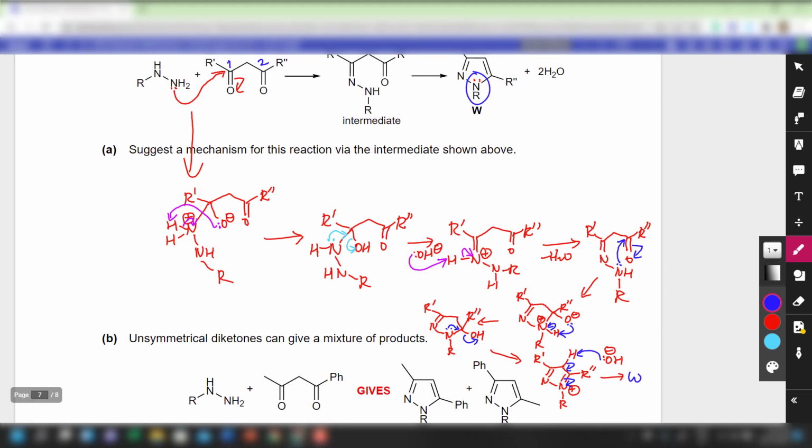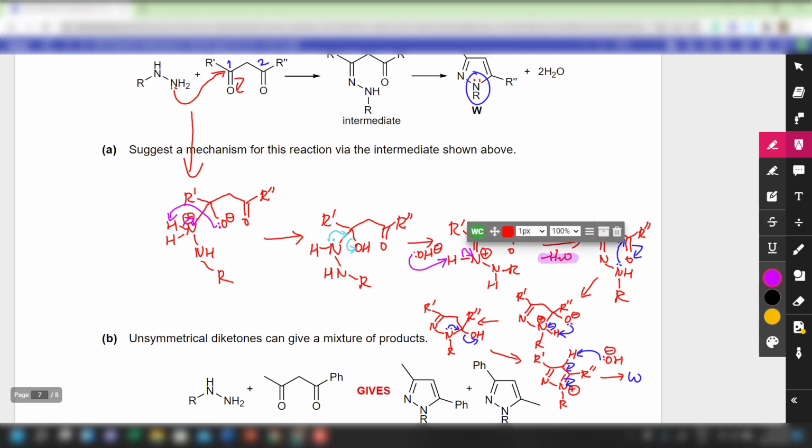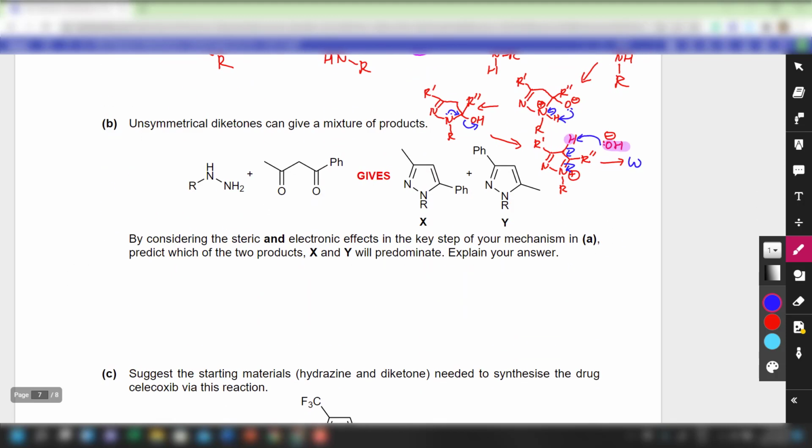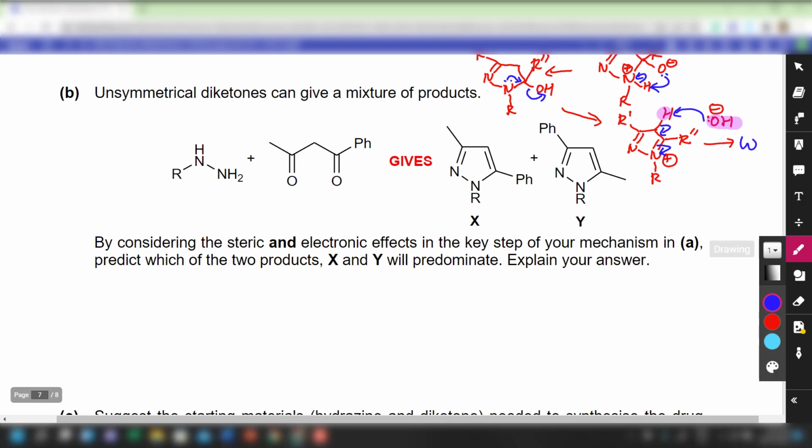Okay, so I'm going to zoom out for you to take a look whether we have successfully produced W. And then you notice that in the course of the reaction, 2 equivalents of H2O are being lost. If I highlight the H2O, one equivalent comes from here, and another equivalent comes from here. So I think everything is well produced, and none of the steps is controversial. So if you are able to propose a mechanism like this, you are likely to be marked correct for your Cambridge exams. All right, with that, we'll just move on to part B.